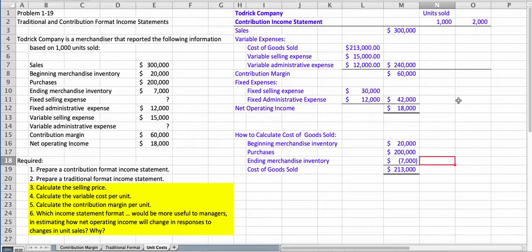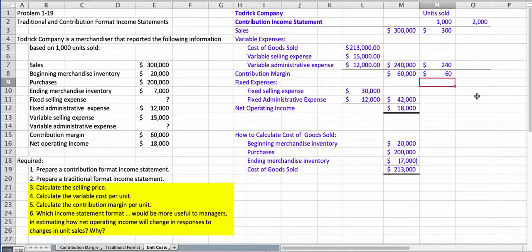So number 3 is calculate the selling price. In order to do that, we take the selling price and divide it by the number of units sold. The same is true to calculate the variable cost. We take the total dollar amount and divide it by the number of units sold. You notice a pattern already. So for the contribution margin per unit, we take the 60,000 and divide it by the number of units sold.